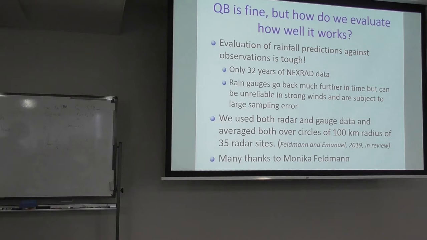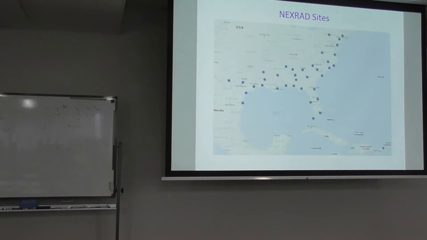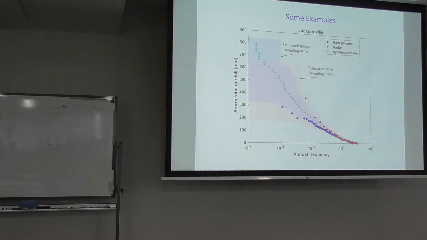This work is in review at the moment, but here are the NEXRAD stations that we actually use, those blue dots, okay? And then there were lots and lots of rain gauges around these. It was very tough, but she did it. And, you know, the results are about the best you can do, and they're not all that great.